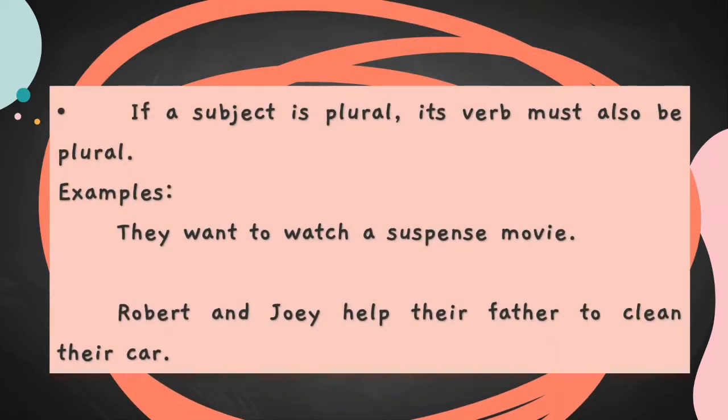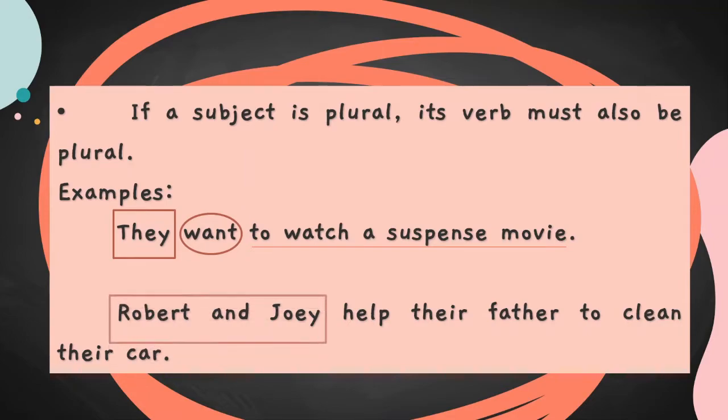If a subject is plural, its verb must also be plural. Example: They want to watch a suspense movie. The subject is they. The subject is plural. That's why the verb should be placed without S. It's not going to be wants because the subject is plural. So this should be written as want without S.